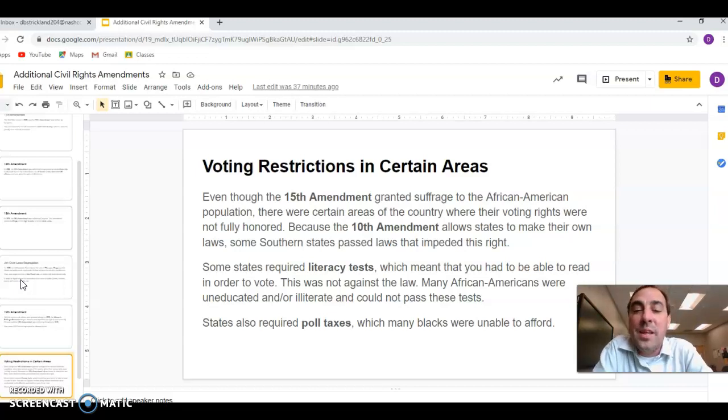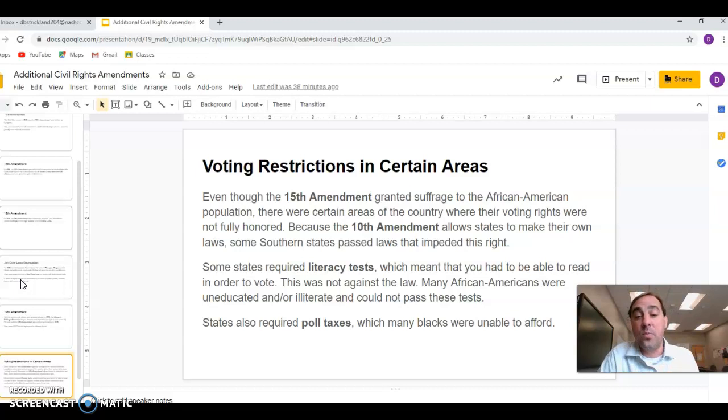They would require literacy tests. That's just like it sounds. It's a test of whether or not you can read, but they knew what they were doing, because at that time, there were a majority of people of color who were uneducated or illiterate, and thus were unable to pass the test. And even if they could read, they were often given hard text with hard questions, and thus were unable to pass, and thus unable to vote.